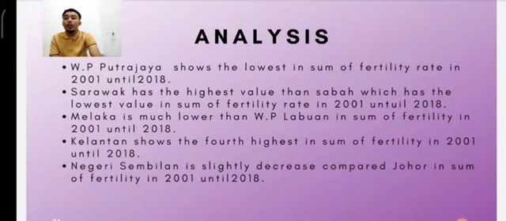Fourth, Kelantan shows the fourth highest in sum of fertility in 2001 until 2018. Fifth, Negeri Sembilan is slightly decreased compared to Johor in sum of fertility in 2001 until 2018.